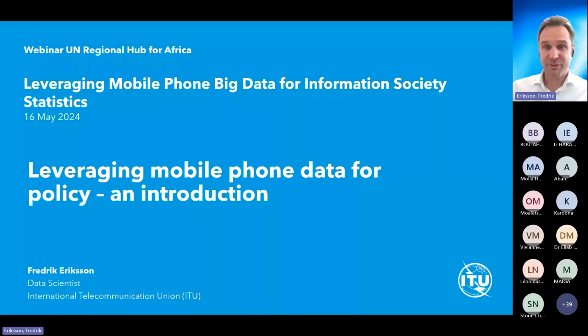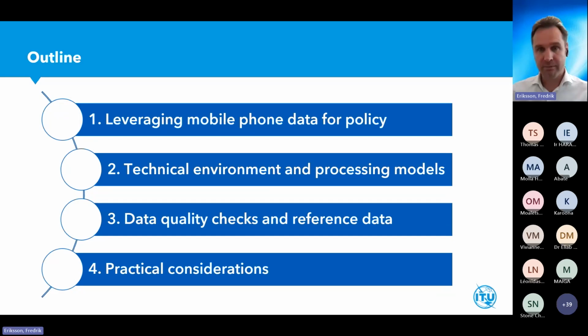So thank you very much also for allowing me to be here today. I will give you an introduction into mobile phone big data for policymaking, and specifically using mobile phone data for ICT statistics, and why it can be particularly useful and very important in many countries. I'll also be rather practical and highlight some of the key aspects when conducting mobile phone data projects.